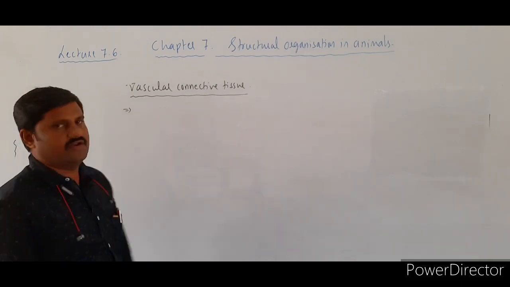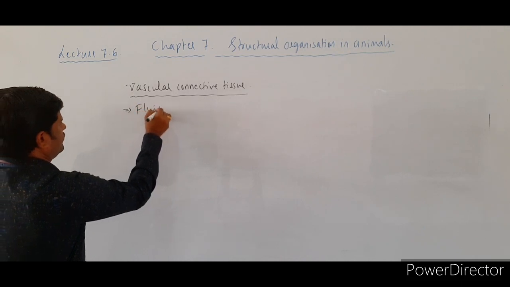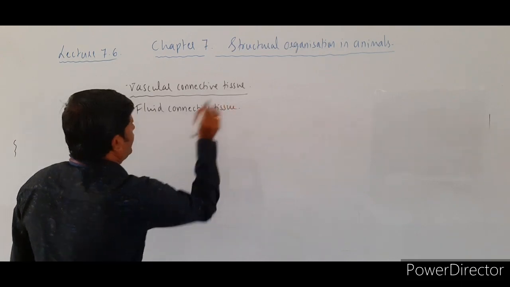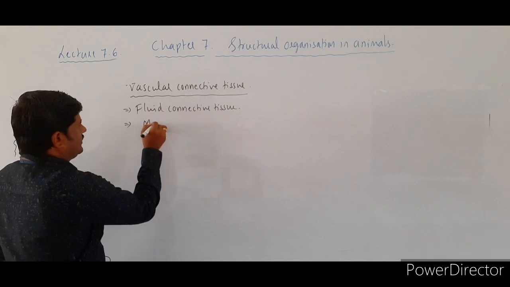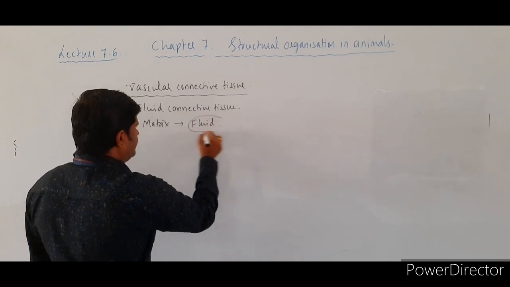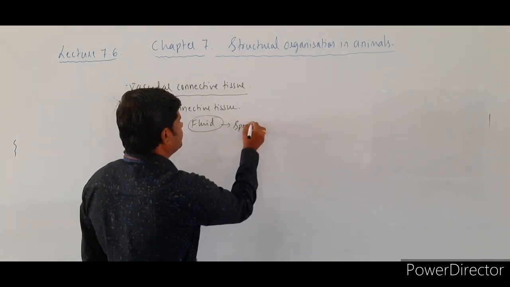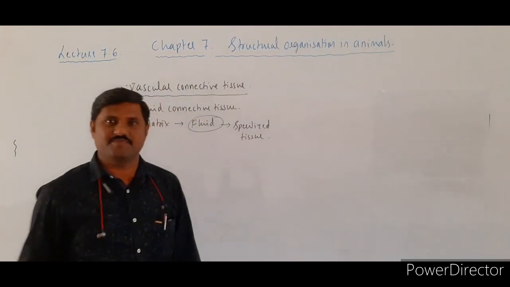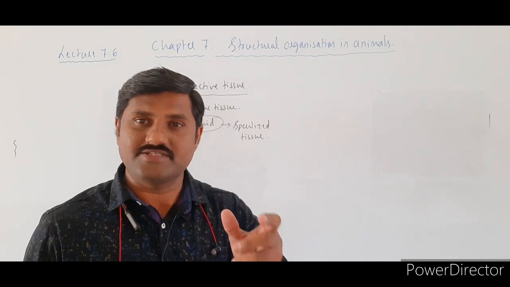Vascular connective tissue itself is called fluid connective tissue, right? Why? Because the matrix in this connective tissue is fluid, hence it is a kind of specialized tissue in connective tissue itself. Why? The matrix is liquid in nature.